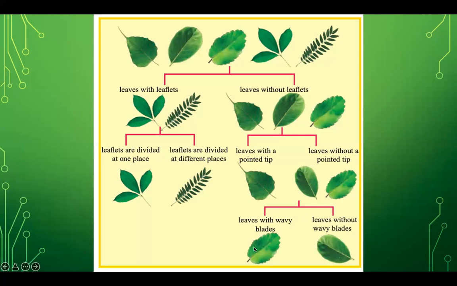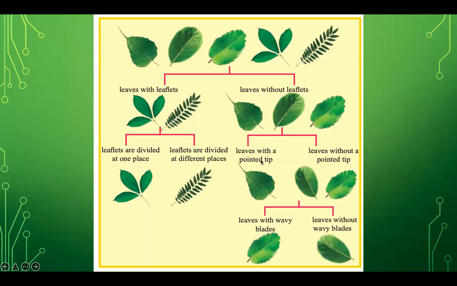like a wavy blade. Blade means this surface, right? This surface is called the leaf blade. Here this leaf blade is curvy, right? So leaves with curvy blades is one category. Leaves without curvy blades, that is here. You can see no curvy blades. It is a plain blade. Leaves without wavy blades, leaves with wavy blades, 2 categories.